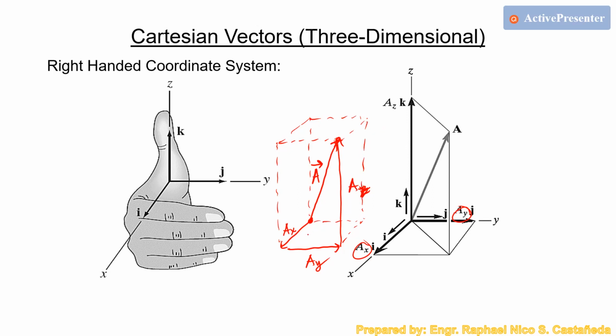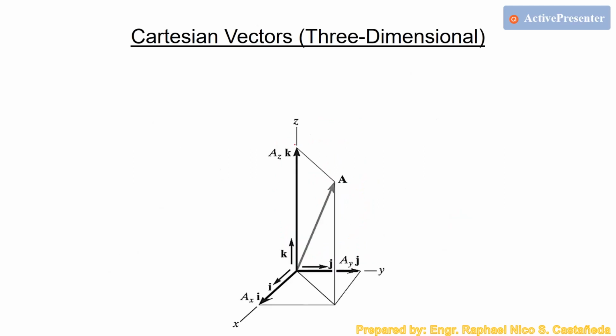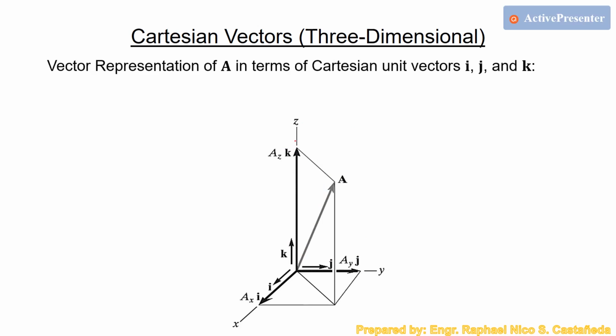You can use the triangle law also to determine the components and draw it in this manner. So this is another technique that you can use. Another important consideration also is to express the vector A in terms of its vector notation or vector representation.